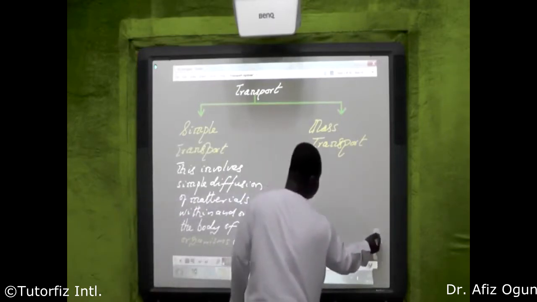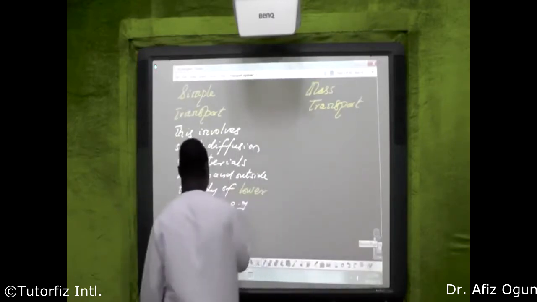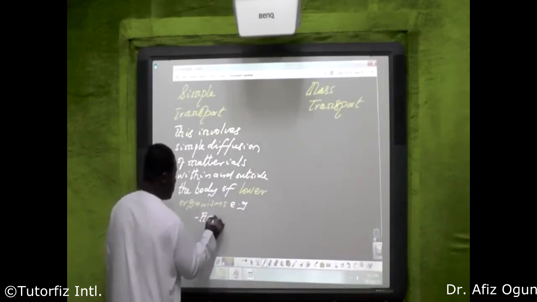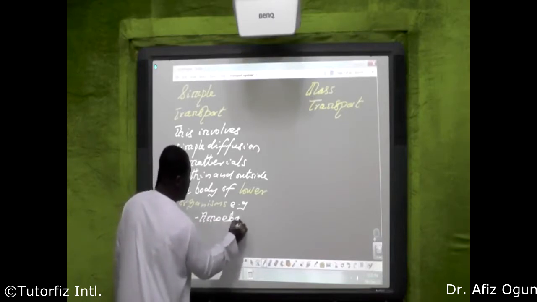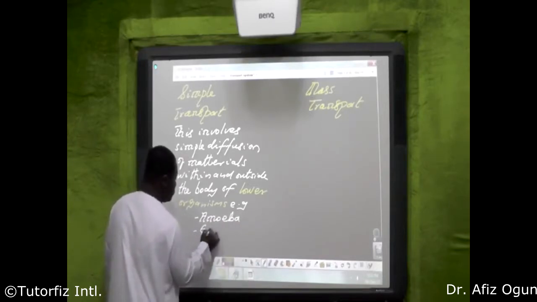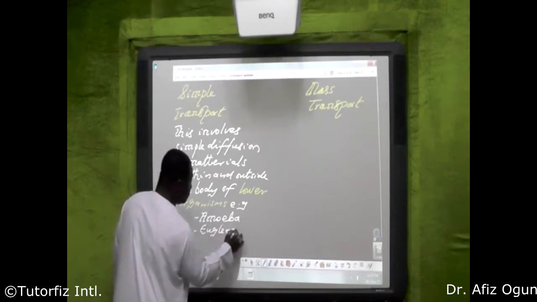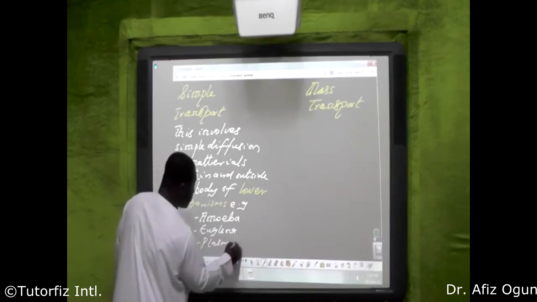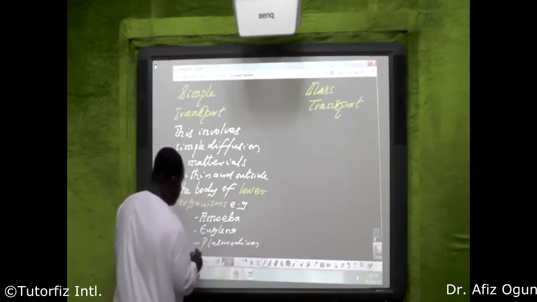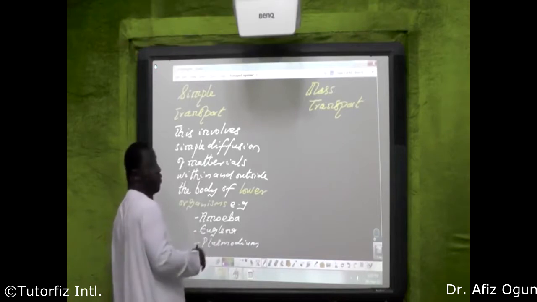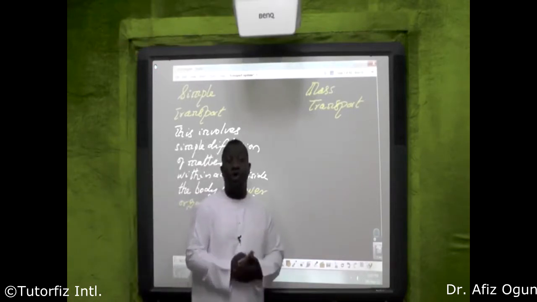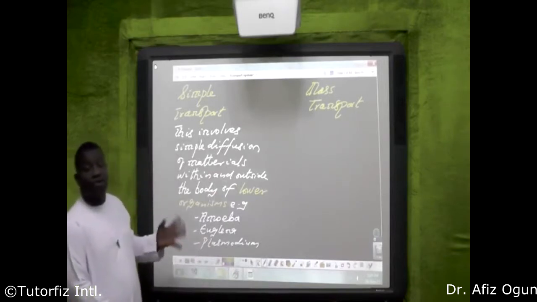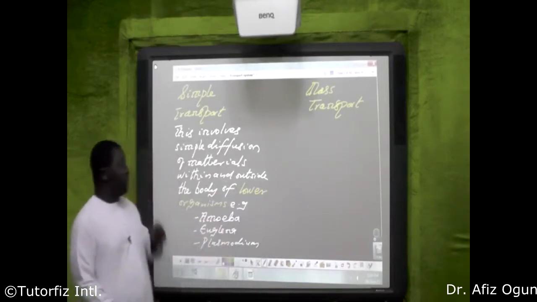For example, amoeba, euglena, plasmodium, trypanosoma, paramecium, and so on. These low organisms, low animals, they undergo simple diffusion. It is the major means of transportation in them.